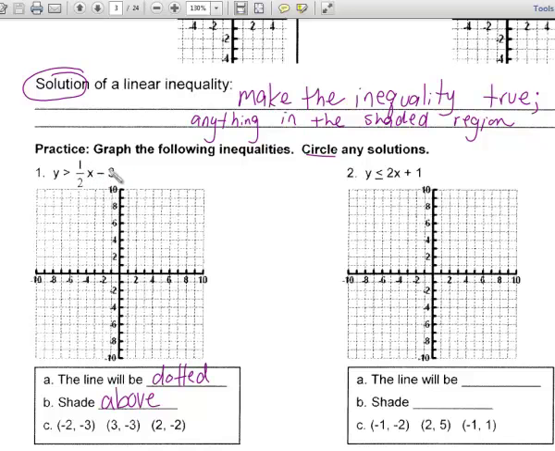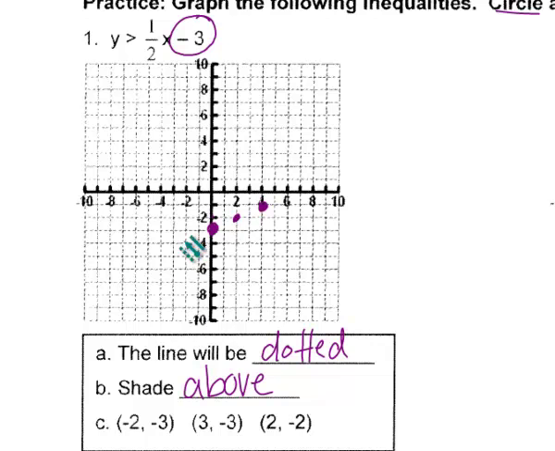So 1/2 x minus 3, I know that my y-intercept is this -3 right here. So 1, 2, 3, -3, and then my 1/2 is my slope. So I'm going to have rise 1, run 2. I'm going to leave it at that and then graph this line. It's dotted. It's going to look something along the lines of this right here. Okay? Now, as far as shading goes, I need to shade above my line. So, I shade everything above this line.